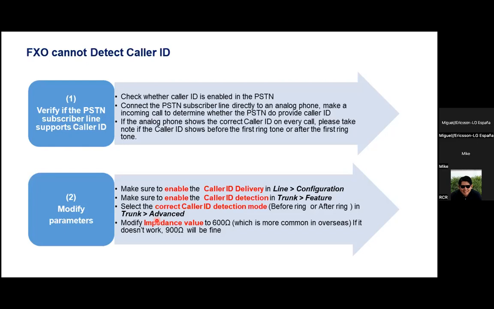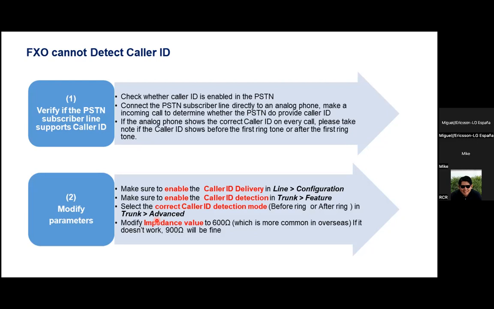Okay, another issue that we also receive, especially from North American and some of our Southeast Asian customers: FXO cannot detect caller ID. First thing, you need to verify if the PSTN subscriber line supports caller ID. How do you do that? You can simply connect the PSTN directly to an analog phone, then make an incoming call.